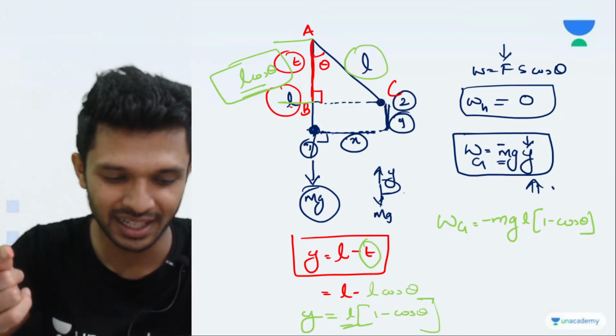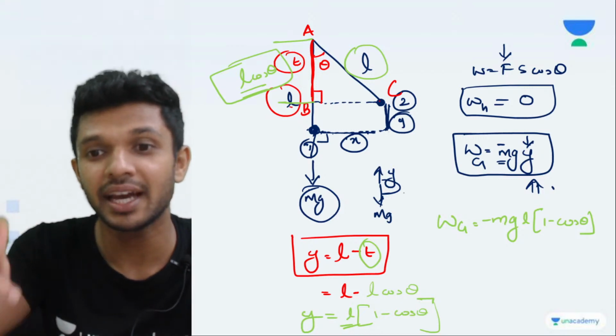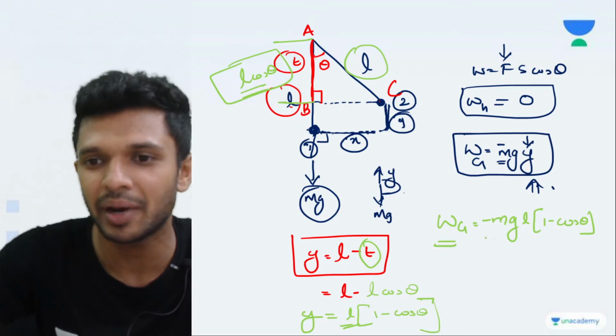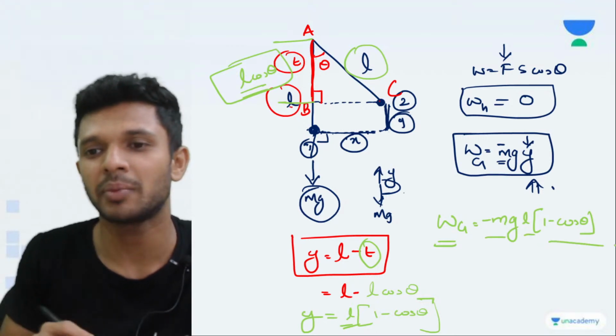मिल गया तो मिल गया. हमको क्या मिल गया? हाँ, मिल गया, हमको work done by gravity, है ना? फॉर्मूला कितना? माइनस mgl into 1 minus cos theta.